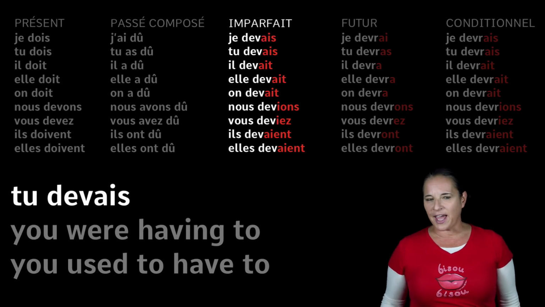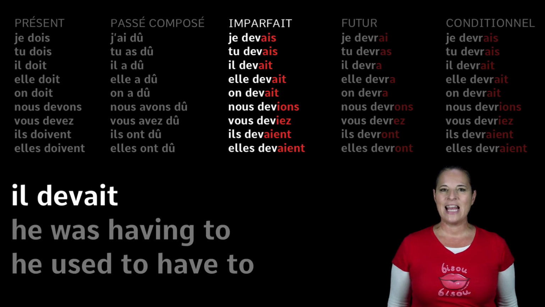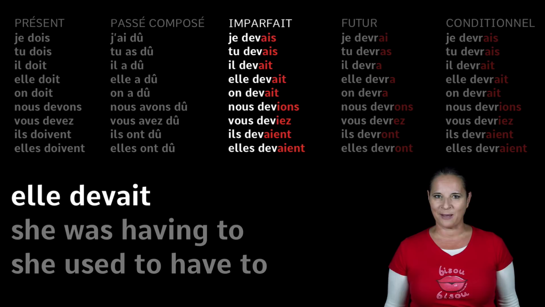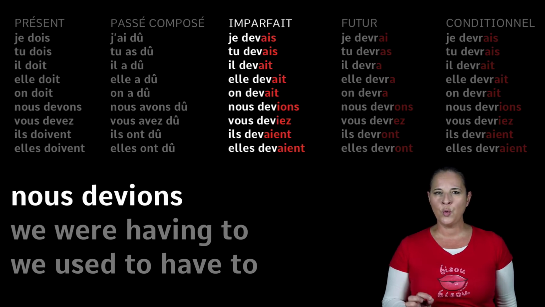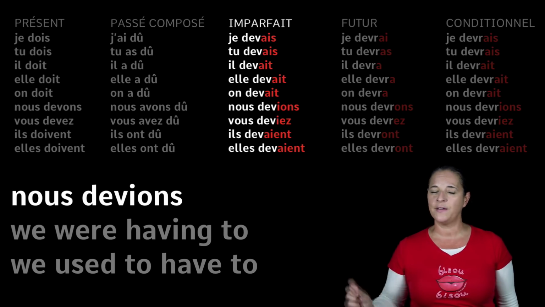Tu devais. You used to have to, or you were having to. Il devait, he. Elle devait. On devait. Nous devions. Okay, have a look at the stem. It keeps exactly, it is always the same, DEV.